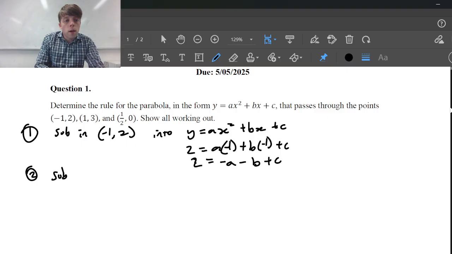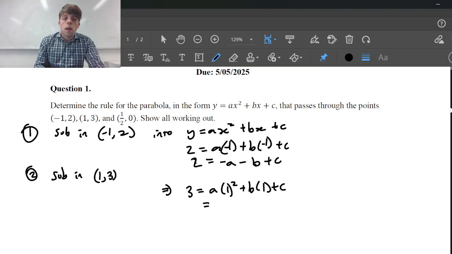So next up, we can go ahead and sub in 1, 3 into the above, just as before. So this is going to give us what? So we're going to replace y with 3, so this will become 3 is equal to a times 1 squared plus b times 1 plus c. When we sub them into this equation here, that gives us a plus b plus c is equal to 3. Fantastic. So that's our second equation.